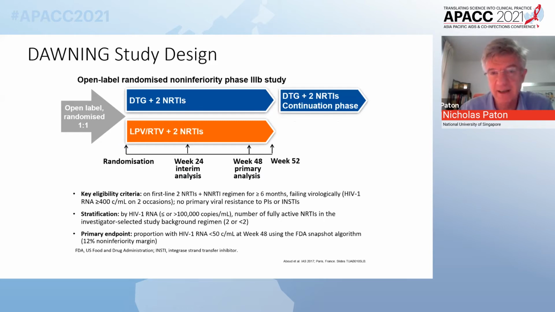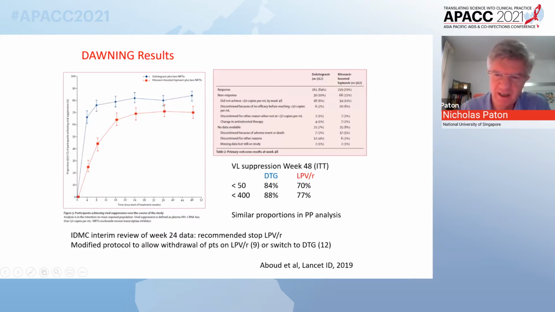It was a second-line therapy trial looking at the best options for people who were failing on 2 nucleosides and efavirenz, and they randomized people to dolutegravir and 2 nucleosides or lopinavir ritonavir and 2 nucleosides and followed up for 48 weeks. That was the trial design, and this is what the paper showed in Lancet ID. It showed that dolutegravir was a clear winner over and above lopinavir and ritonavir. And it was so good that they stopped the trial after a 24 weeks interim review.